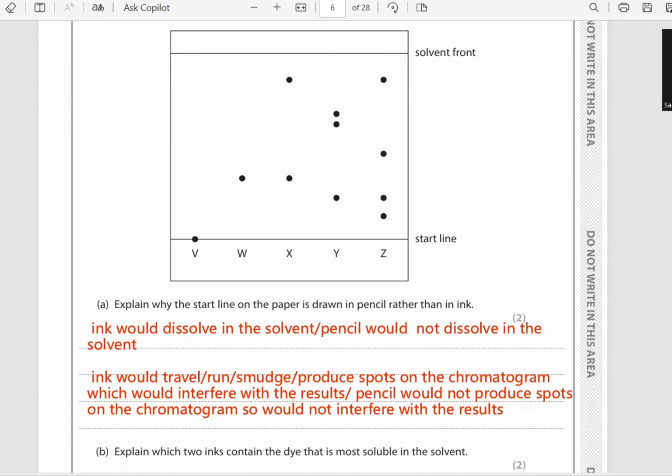Ink would dissolve in the solvent, pencil would not. Ink would travel, run, or smudge, which will produce spots on the chromatogram, which would interfere with the results. Pencil would not produce spots on the chromatogram, so would not interfere with the results. You can answer any one of them, this one or this one. And similarly, this one or about pencil.